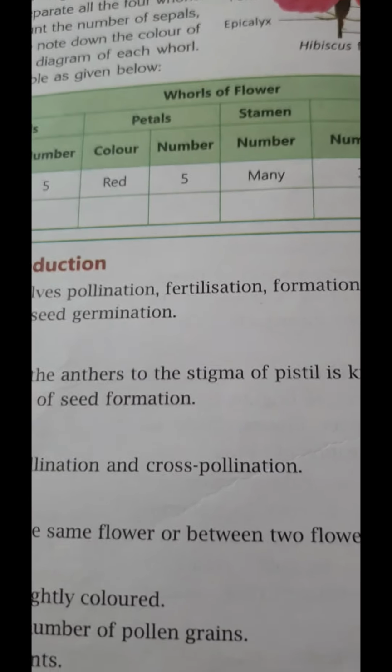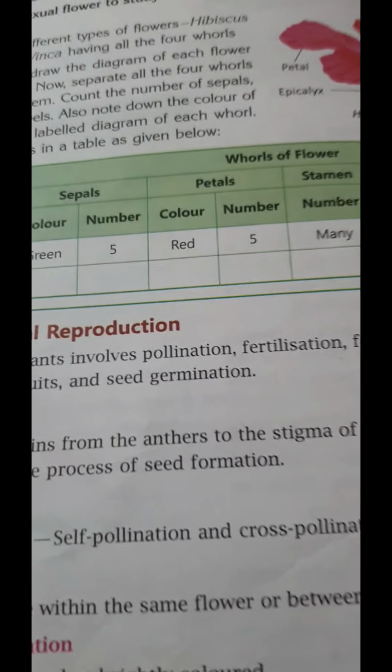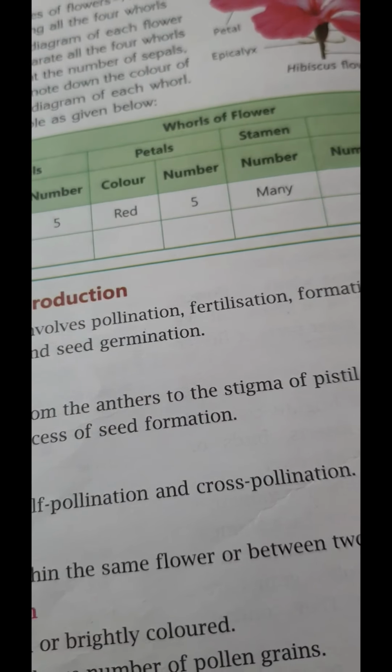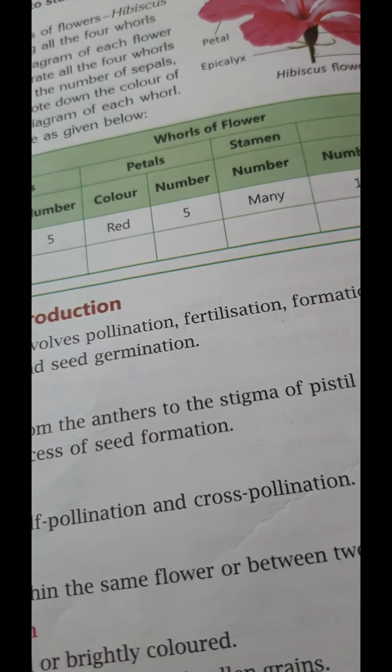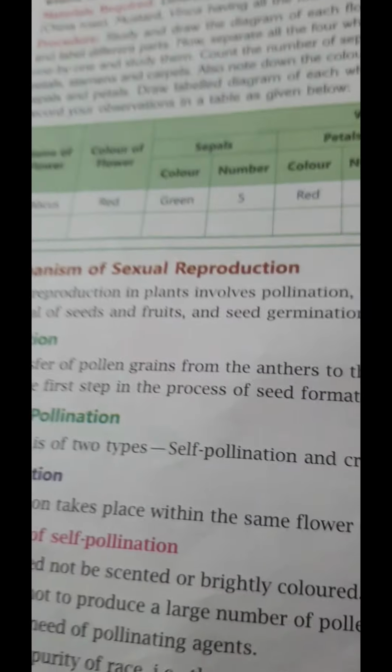So this is the whole mechanism, or whole process, in which several steps take part. First is pollination, second is fertilization, third is formation of seeds and fruits, fourth is dispersal of seeds and fruits, and last is seed germination. Now in this topic, first we are going to study pollination.